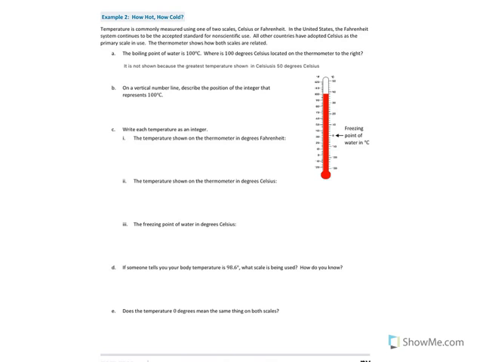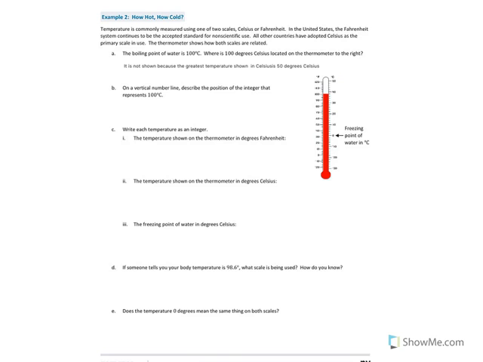Okay, so I wrote it in for us. It is not shown because the greatest temperature shown is 50 degrees Celsius. And I also erased some of the other stuff so we can continue to work on it. Okay, so you'll probably see some questions start popping up now in this video that you'll be able to answer yourself. On a vertical number line, describe the position of the integer that represents 100 degrees Celsius.